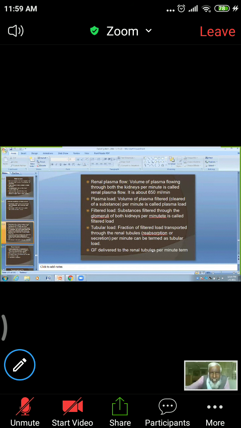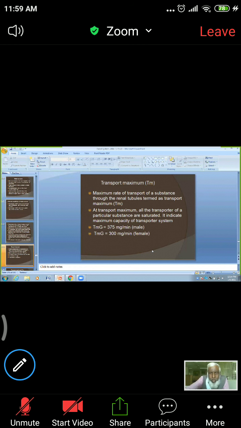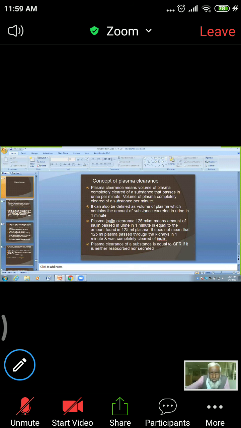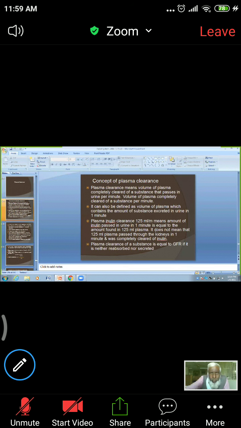Clearance, plasma clearance. This is the most important topic for the exam. That's why its preference comes first. The plasma clearance. What do we mean by plasma clearance, or the definition of plasma clearance? That is important to understand. You note very carefully. Concept of plasma clearance.